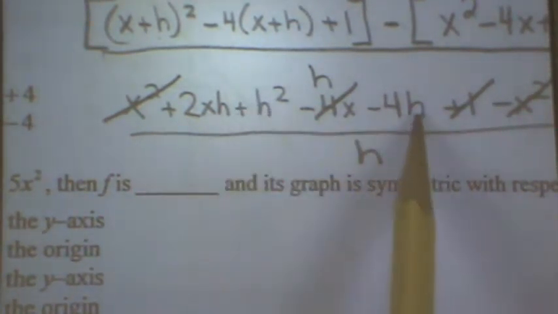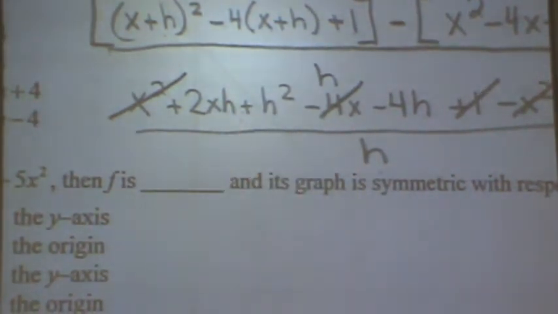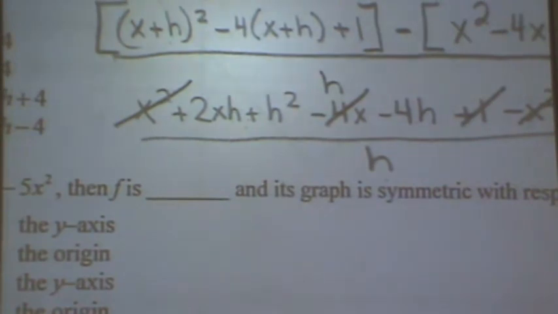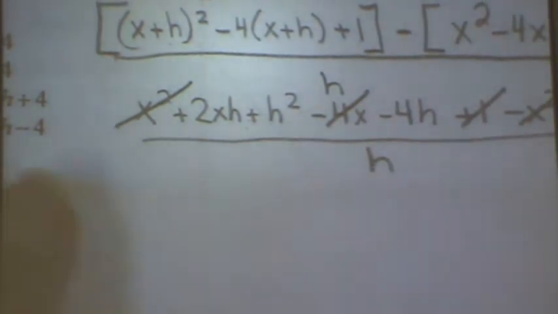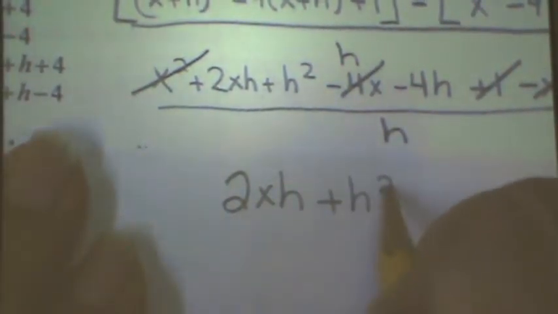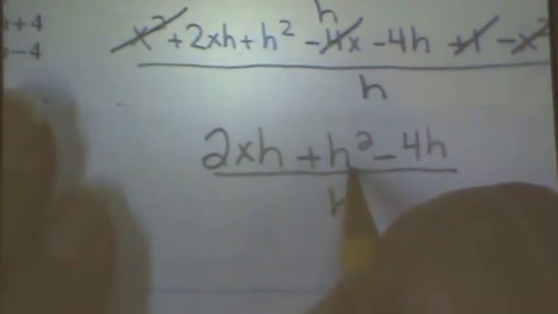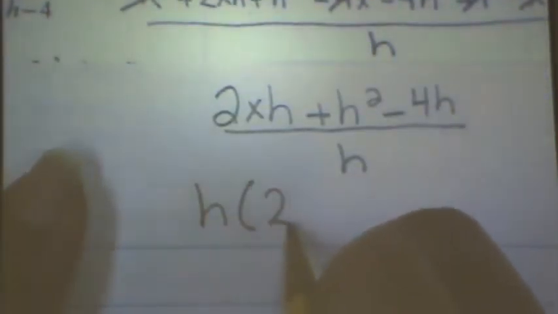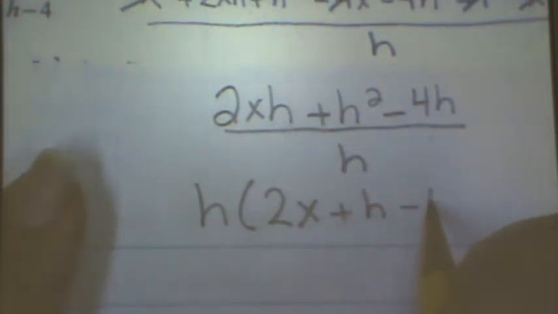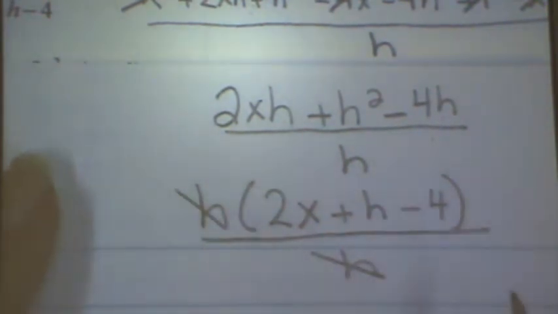I see a common h in all three spots. So if I factor an h out, and I will show you that. So what's left is 2xh plus h squared minus 4h all over h. You should see an h common. Take the h out. You're left with 2x plus h minus 4 all over h, which these h's cancel. So the final answer is 2x plus h minus 4, which is E.